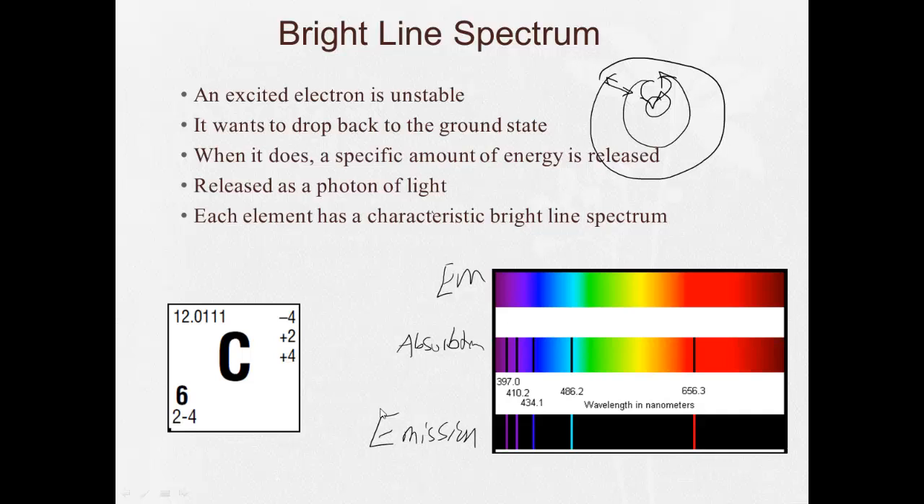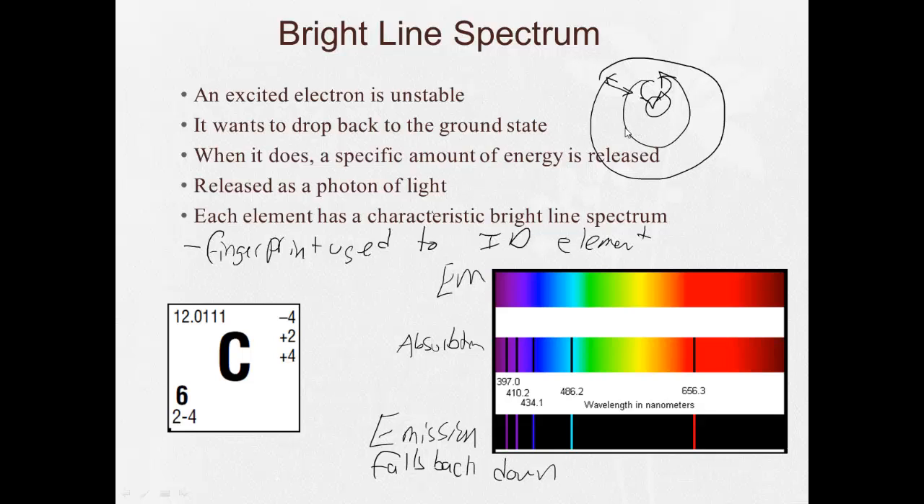spectrum. When the electron falls back down, energy is emitted as light. And these specific wavelengths of energy are emitted. Okay? And this is kind of like a fingerprint. Write that down. Fingerprint. Used to identify the element. Each element, because it has a certain number of electrons in a certain configuration, is going to have its very distinctive emission spectrum. We're going to do a lab in class where we can see this. Okay? And this can be used to identify our element.